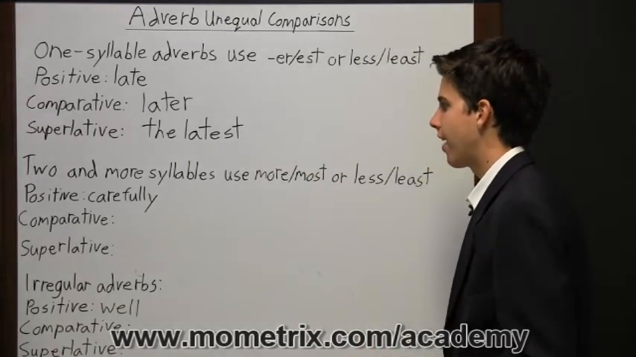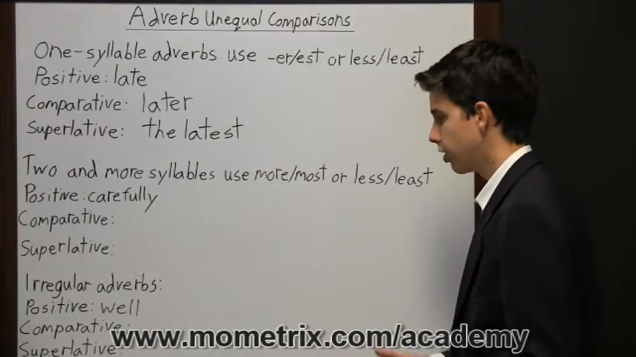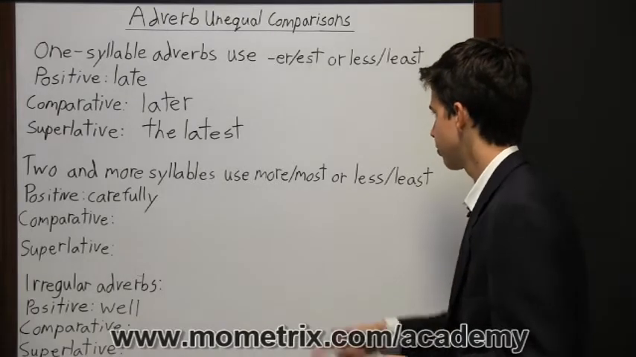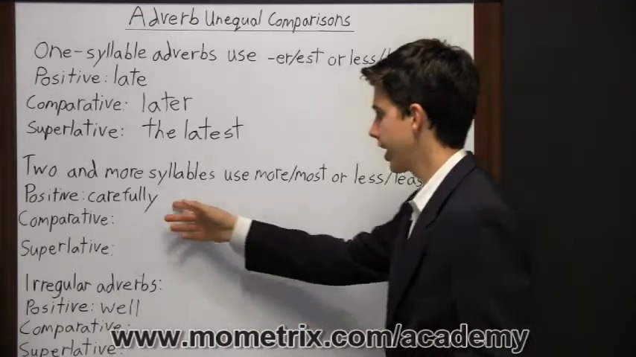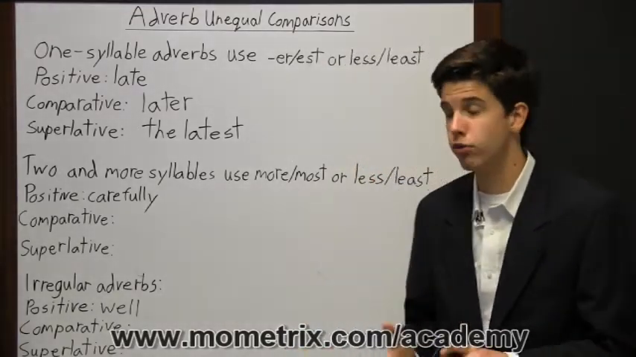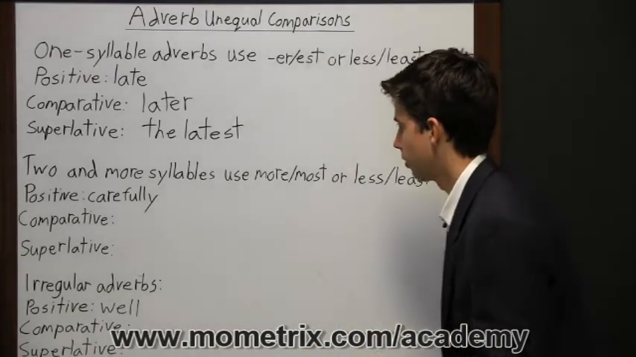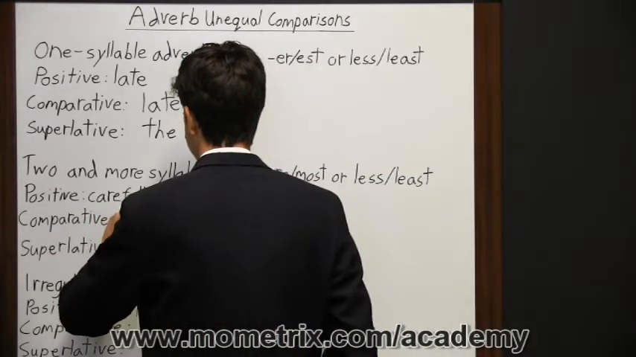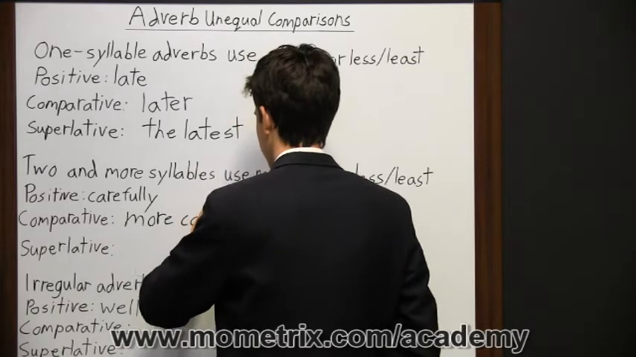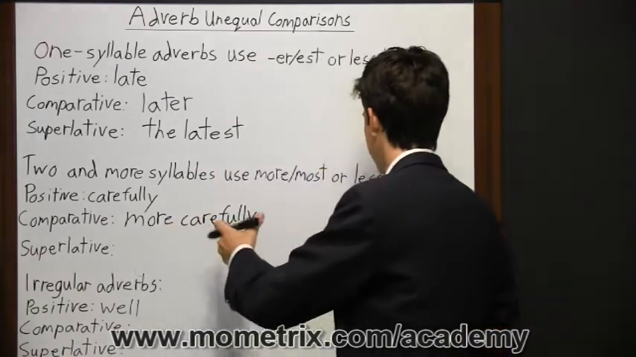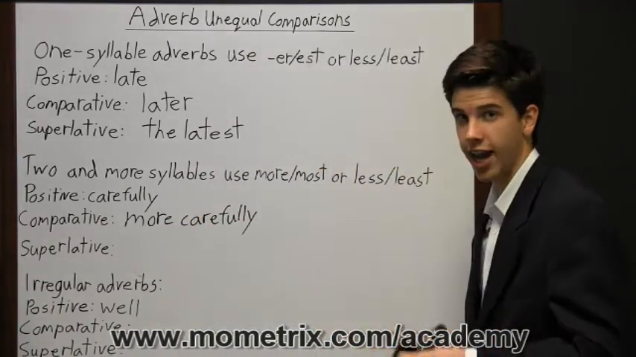Now, when you have an adverb with two or more syllables, you don't use a suffix anymore. You just use the words more or most or less or least. So we have the word carefully, and if two people both do something carefully, you would say that one person did it more carefully. And you could also say that one person did it less carefully, depending on how you want to look at it.